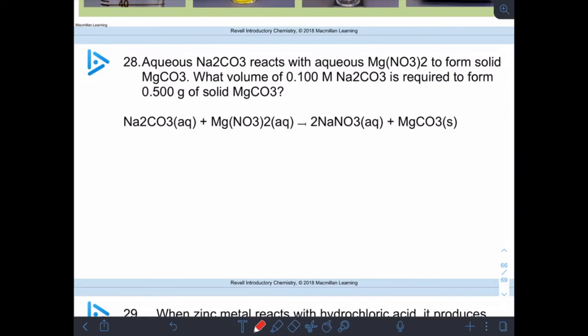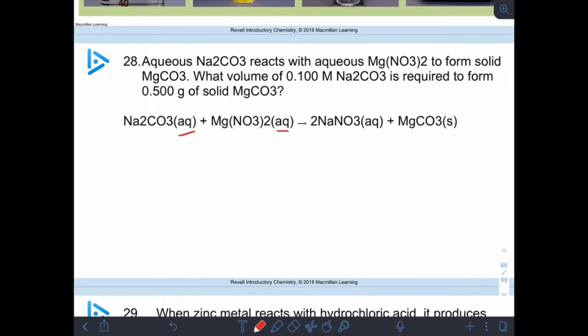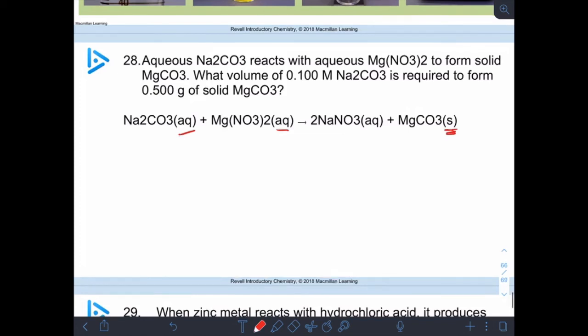Okay, so we have our equation for the precipitation reaction, right? We have a couple of aqueous things coming together to have a solid precipitate. Okay, so it's a precipitation reaction just like any we've been dealing with. So let's take a look at the information in the question. So we are given a molarity. So that tells us that's going to be a conversion factor. And that's the molarity of the Na2CO3, right?